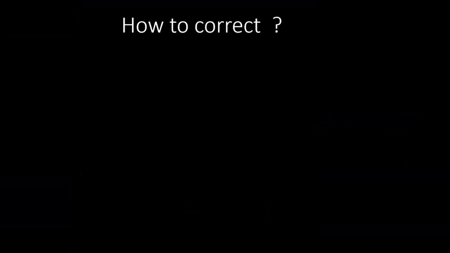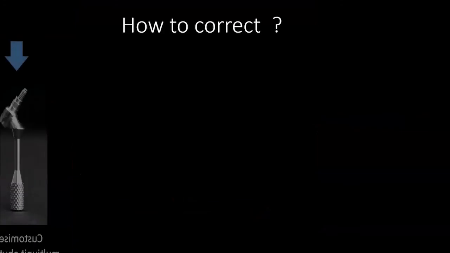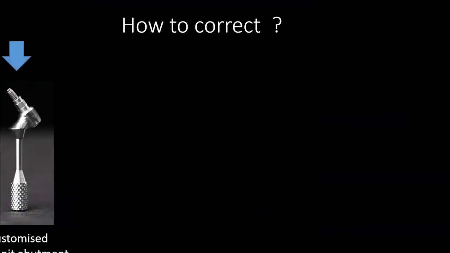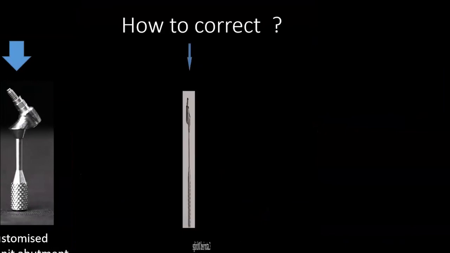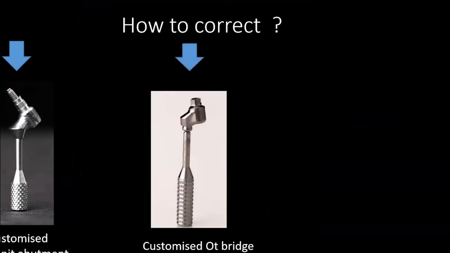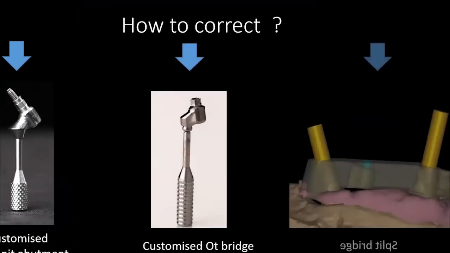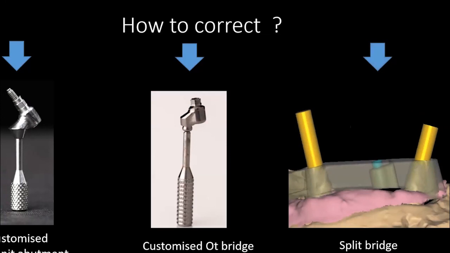So the very small things which I have shared with you, it's about how to correct these things. One is a customized multi-unit, if you want to give everything screw retained. The second one is, as I told you, the customized OT bridge concept, and the third one is the split bar, so you can avoid the activation of the prosthesis.